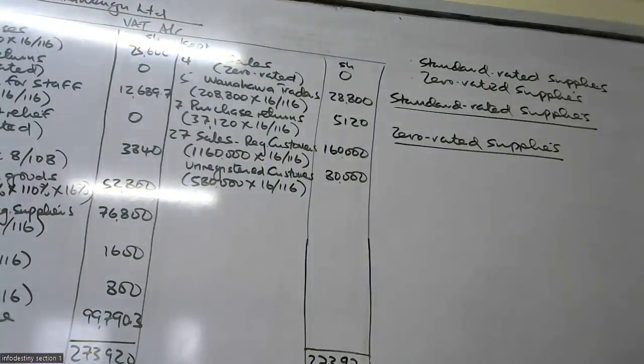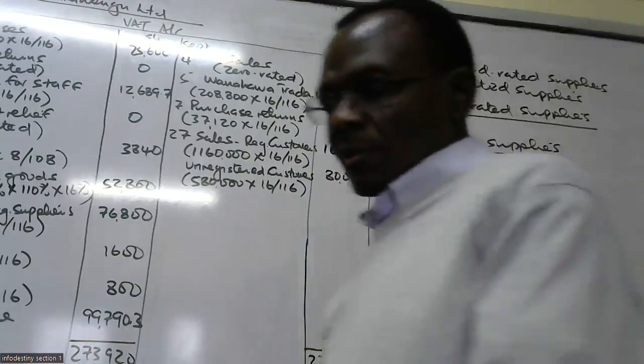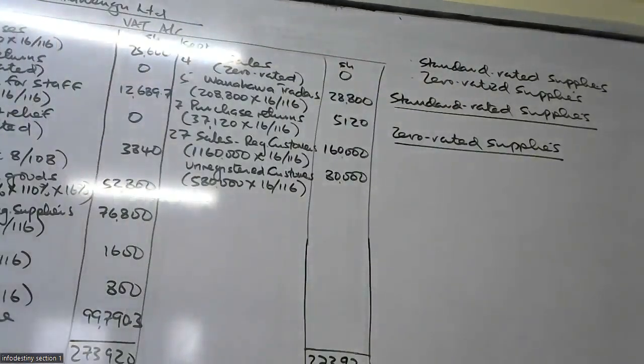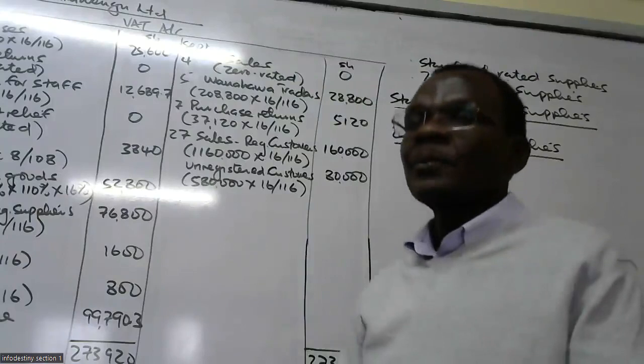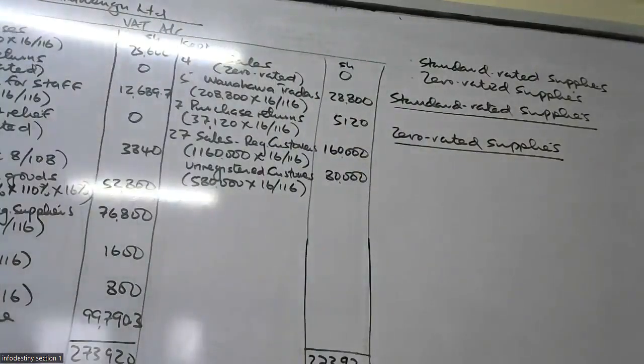The VAT paid on zero rated purchases. Don't say refundable, say it's claimable against the output tax. A person making zero rated supplies must register for VAT.